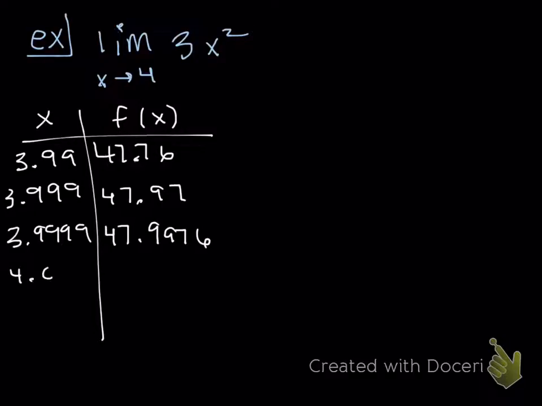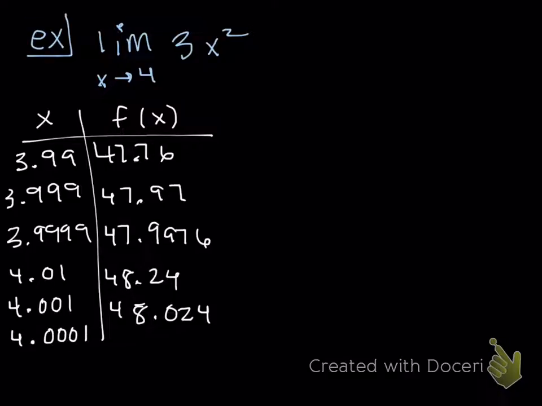If I plug in 4.01 to this, I get 48.24. Then we're going to test 4.001, and when I do that, I get 48.024. Then we'll check 4.0001. When I plug it in, I get 48.0024. So because from either side, as I approach 4 from the left side and from the right side, I can say that the limit is approaching the value of 48.